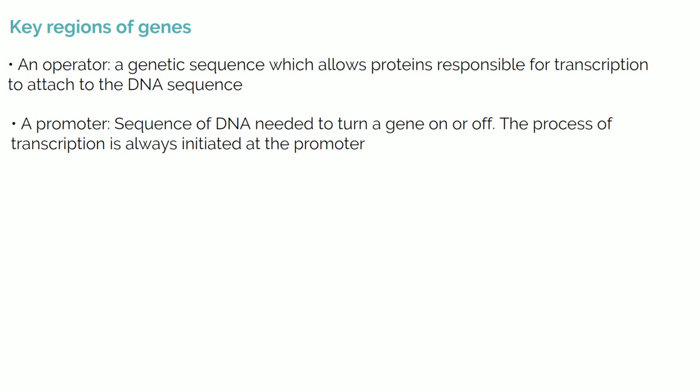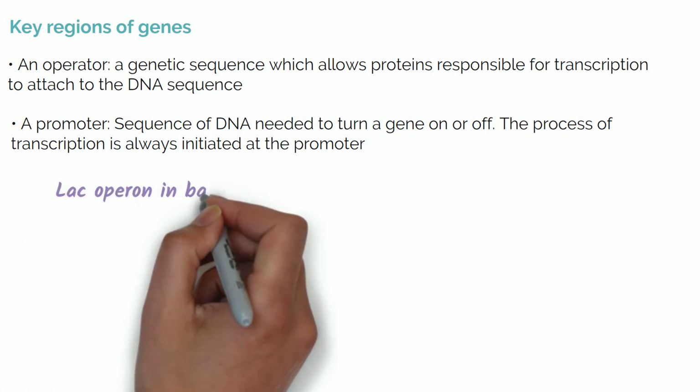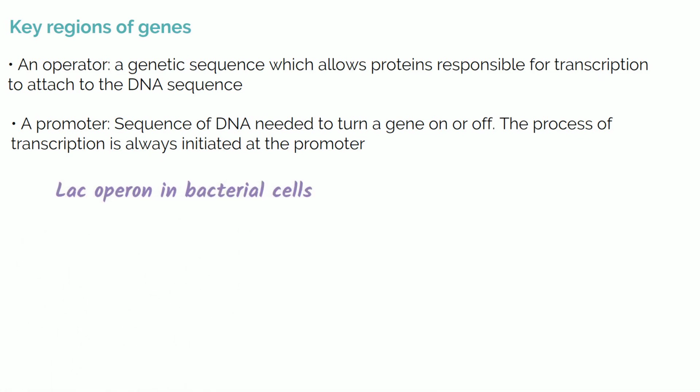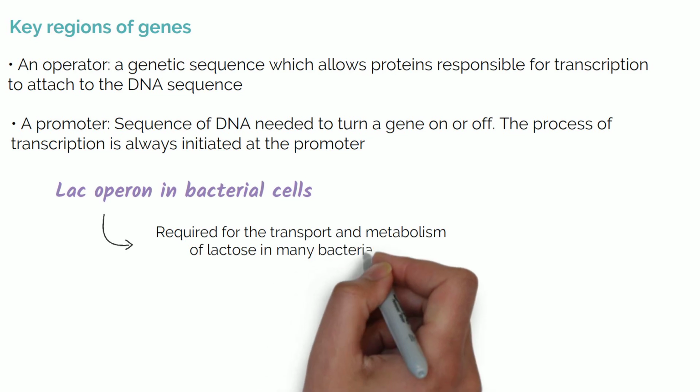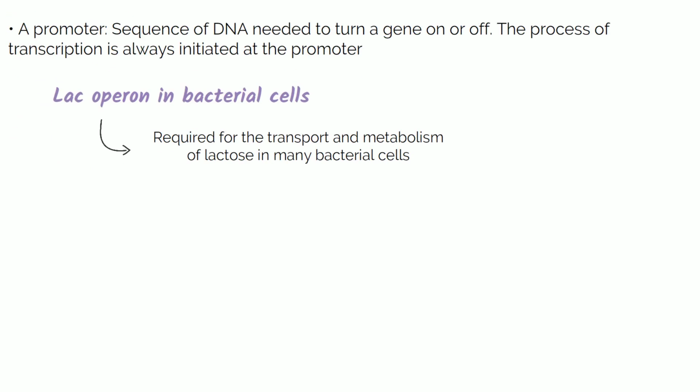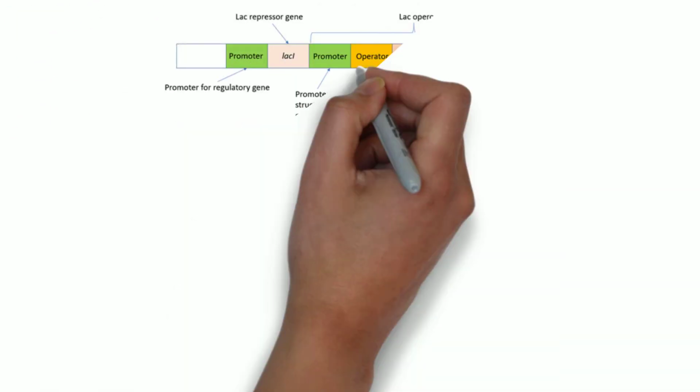A good example of gene control is the lac operon in bacterial cells. The lac operon in many bacterial cells is required for the transport and metabolism of lactose in the cell. This is the structure of the lac operon.